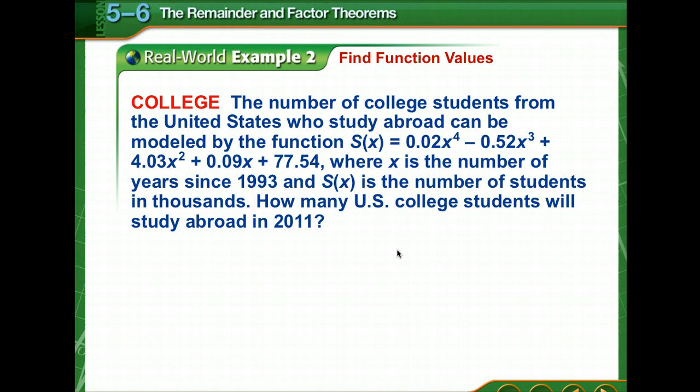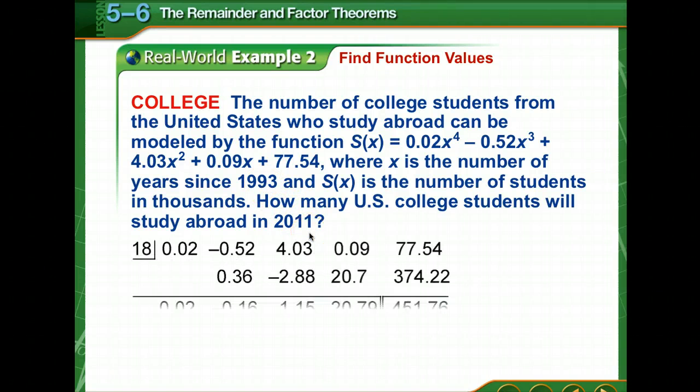So I'm going to give you a moment to read. Pause the video for a moment and read through the problem. So we're trying to find out how many U.S. college students will study abroad in 2011. So how long is it between 1993 and 2011? It's 18 years. So you need to know that. We've got to know that difference before we can get started.